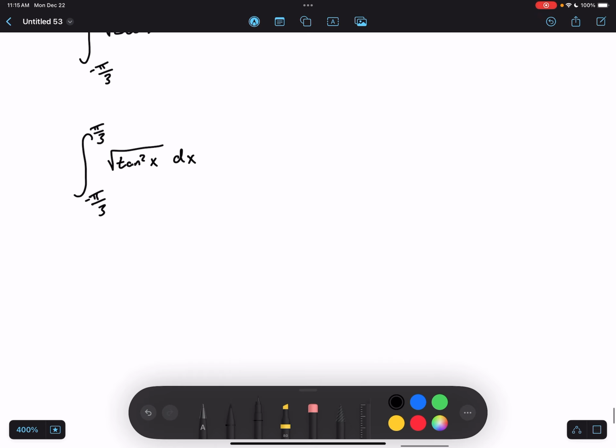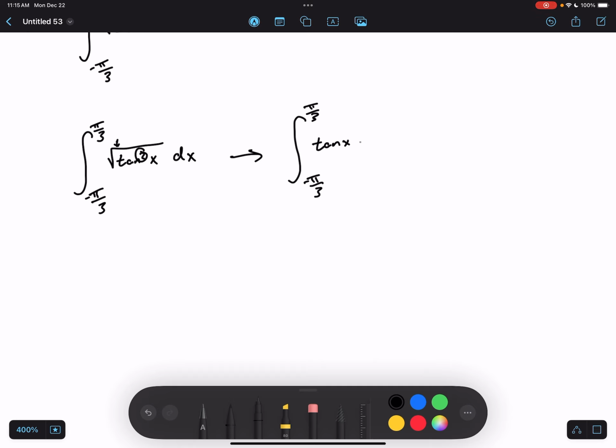Now, what we have is a tangent squared and a square root symbol, and so what we can do is get rid of that, and we can rewrite this as the integral from negative pi over 3 up to pi over 3 of just tangent x dx.